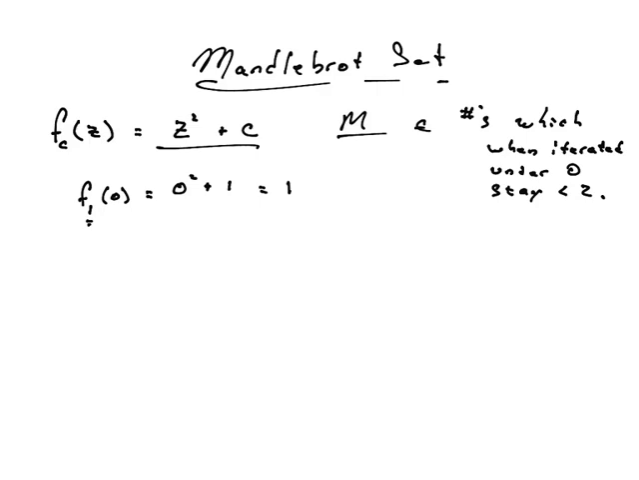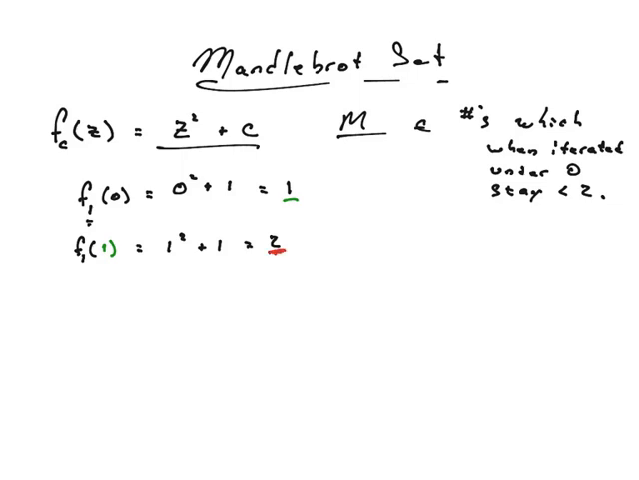So let's try another step. We now take this 1 here, and now we're going to go, okay, f1 of the new element, which is 1, equals 1 squared, because z is now the answer from our previous attempt. So 1 squared plus c, and c is still 1. We're still testing the number 1 for c. So plugging these numbers in, 1 squared is 1, plus 1 is 2. Uh-oh, we're already at 2, so we're not staying less than 2, but let's keep going.